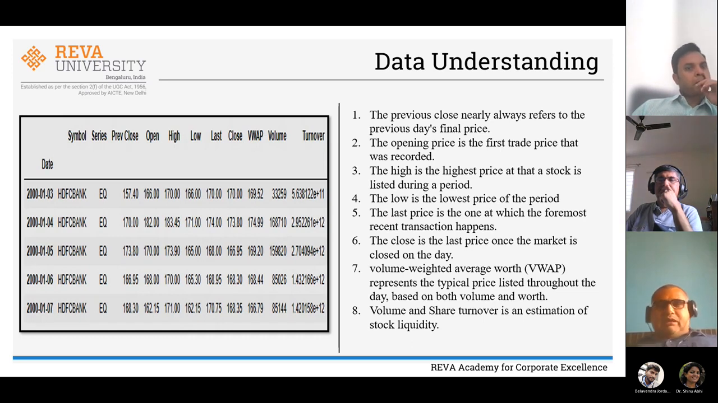you are feeling comfortable. Let me go on to some of the feature variables that we have taken, which we are going to be using for modeling purposes. Previous close refers to the previous day's price, open is the first price, high is the highest price, low is the lowest price, close is the last price. Now this is going to be our target variable, whereas the other variables are going to be the independent variables: volume weighted average price, and then volume and share turnover.